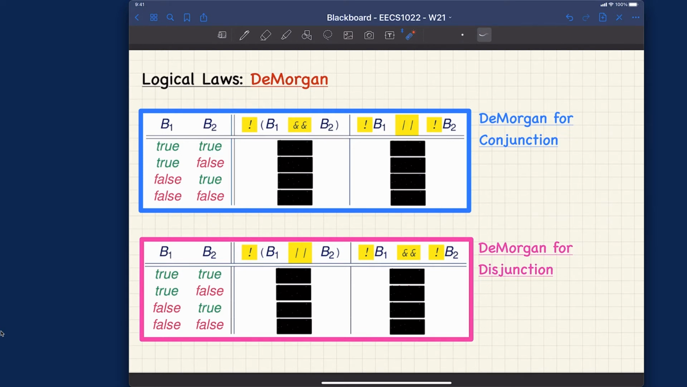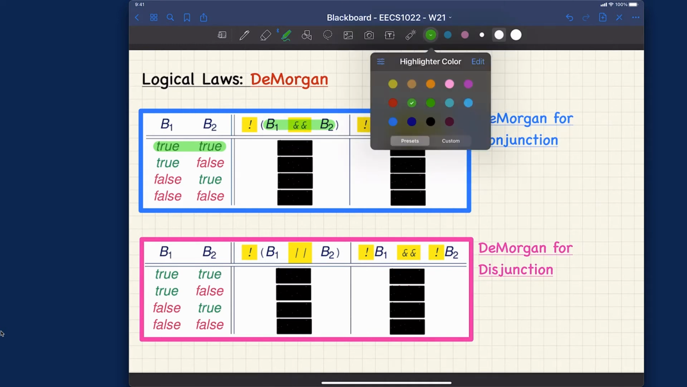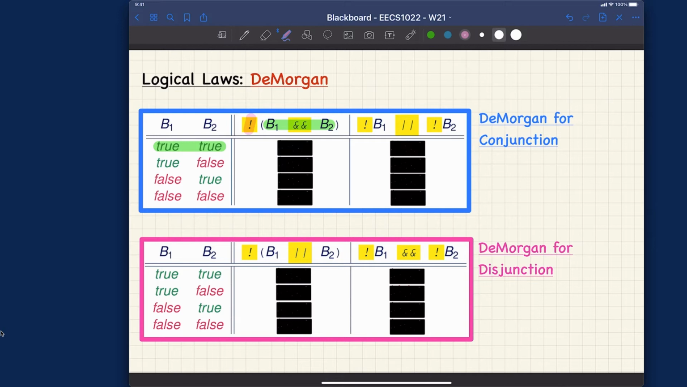So this is how I will understand the truth table. Let's start with something we already know from last week. We know that the only way to get B1 and B2, this particular conjunction, to be true is when B1 is true and B2 is also true. Let's go to that row. When B1 is true and B2 is true, this part here is going to be true. But since we also have a negation over here, this will be the only way that we can get this part to be false. This is the only way.